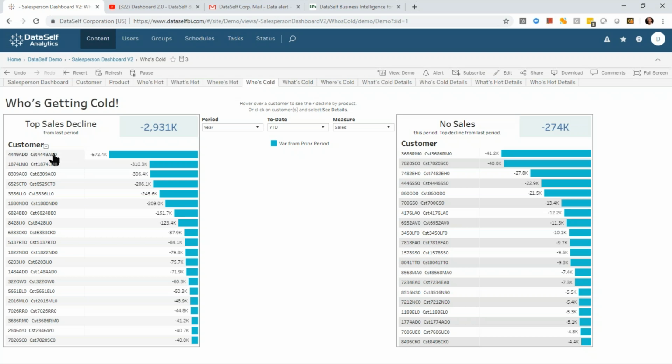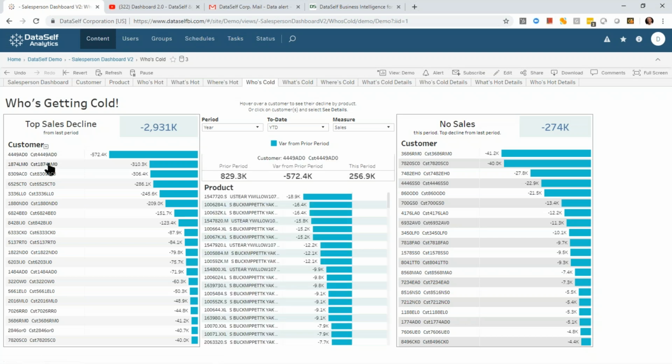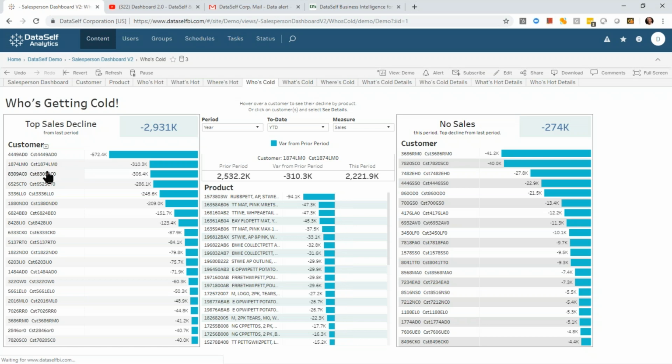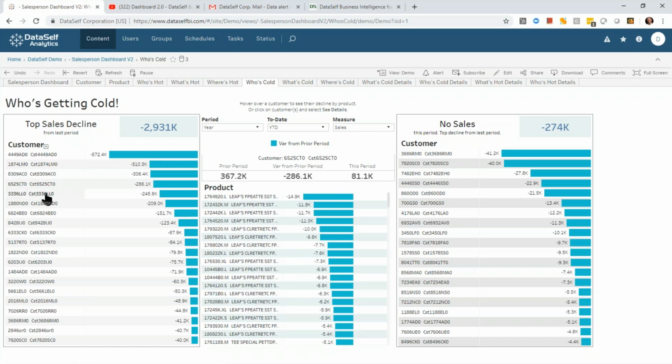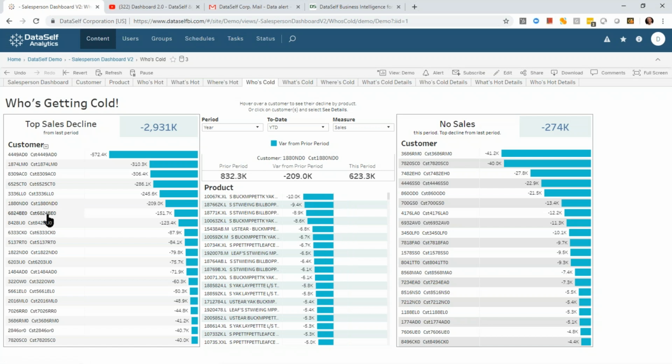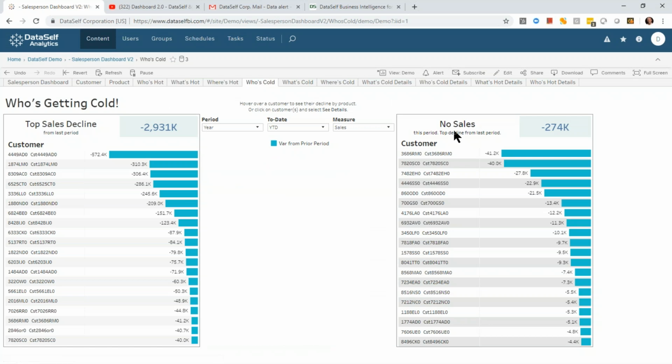And here, if I put the mouse over each of these customers, it will show in the center area what products or services are driving the biggest decline. So it's a way to analyze the data right in front of your eyes. On the right side, we have what we call the no sales. These customers were buying last year to date in this example, but not at all this year to date. Is that a problem? That's the main question. And if there's a problem, you should be fixing it.